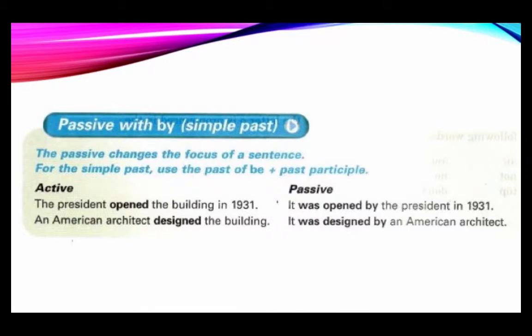Passive with by, simple past. The passive changes the focus of a sentence. For the simple past, use the past of be plus past participle. Active. The president opened the building in 1931. Passive. It was opened by the president in 1931.